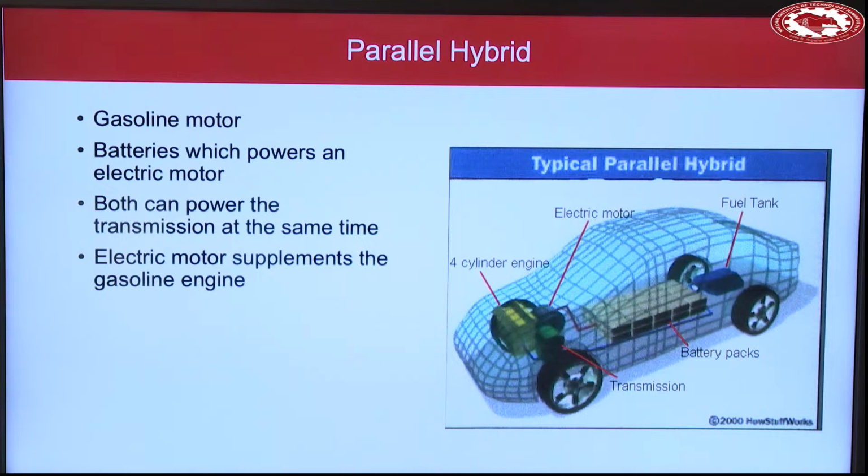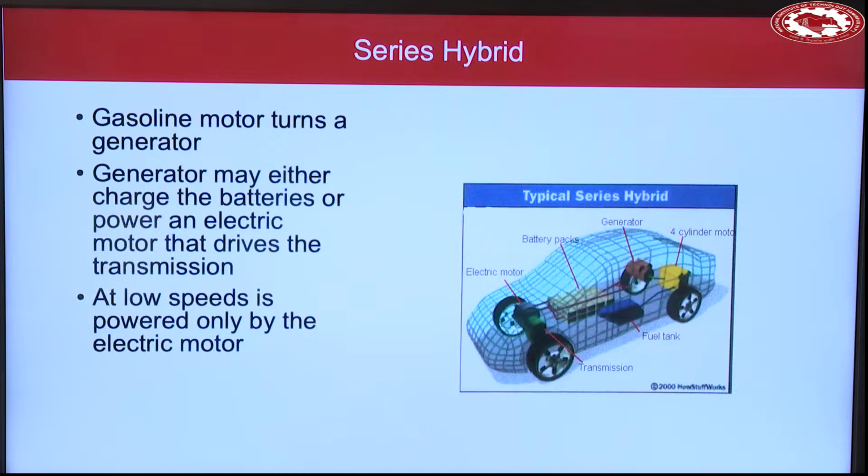The other example is serial or series hybrid, where you can activate one at a time. The gasoline motor turns a generator. The generator may either charge the battery or power the motor. So let's say if I'm running with fuel or gas, I might charge my battery and then drive. After a while, when I see my battery is charged enough, I can use it.